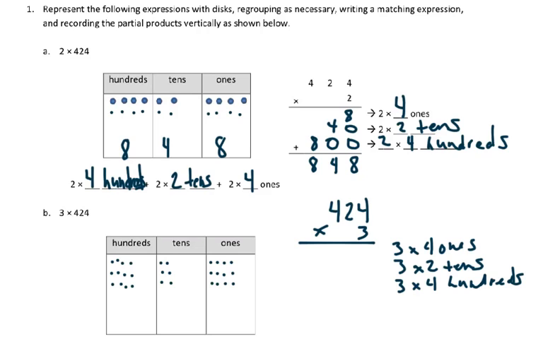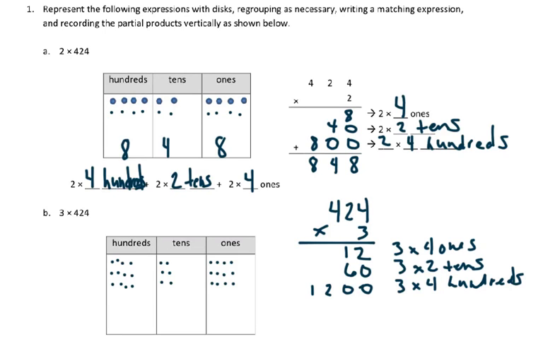When I have 3 times 4 ones, I can look at my place value chart, and that's going to be 12. So I can write 12 here. I'm doing the same thing for tens. 3 times 2 tens is 6 tens, and 6 tens is 60. And for the hundreds, I have 12 hundreds here, so writing 12 hundreds is going to be 1,200.